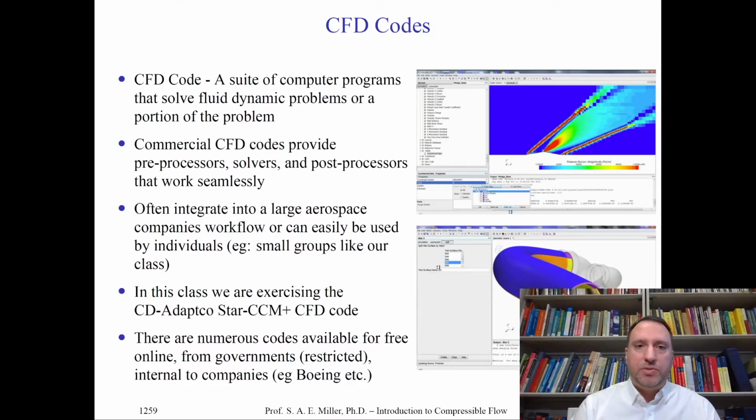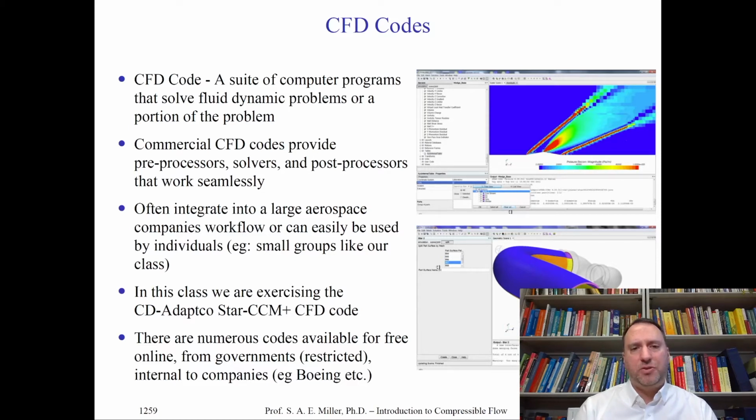A CFD code is really a suite of computer programs that contains a visualization module, a grid generation module, and a number of solvers that solve the equations. Commercial codes, which are sold by companies, often contain everything you need and work seamlessly. They often contain a preprocessor, a solver, and a number of post-processors to visualize the results. These are often integrated into large aerospace companies' workflows, into their design process and research groups.